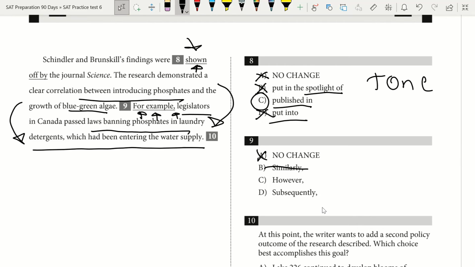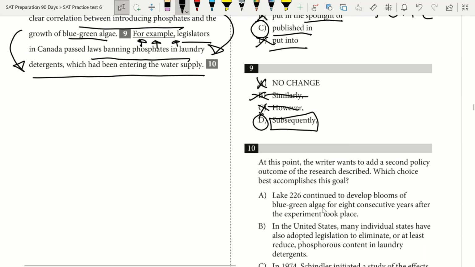Okay, it's not something that was similar to it, so B is wrong. It's not a contrast, so however is wrong. It's something that came after it, that was subsequently, right? It happened subsequently after it. It happened after it in time. So D is our correct answer for 9. That's the only logical transition between those 2 sentences.